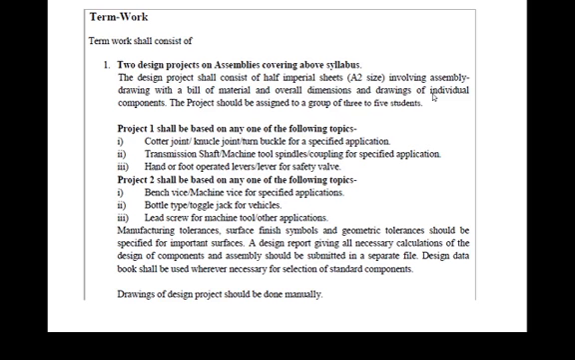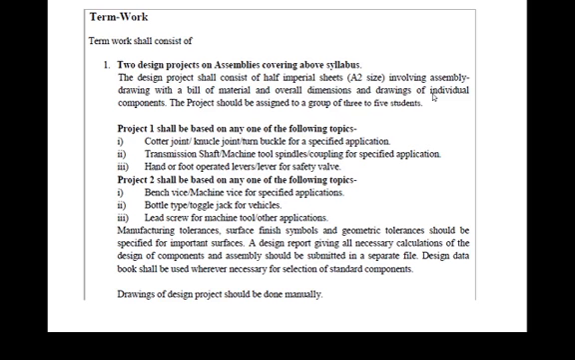Okay, now the first project has some options given. We can go for a cotter joint, knuckle joint, turnbuckle, or we can go for a transmission shaft, machine tool spindles and coupling. The third one, we can go for either hand or foot operated levers, or a lever for safety valves. Then project 2 will consist of topics like a bench vice or machine vice, a bolted type toggle jack for vehicles, then lead screw of the machine tool for different applications.